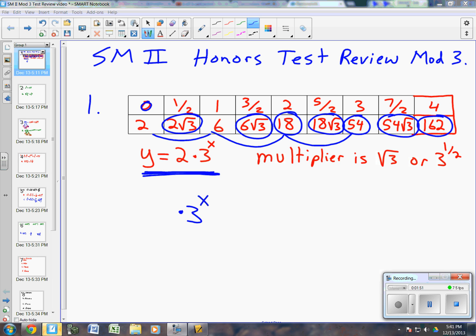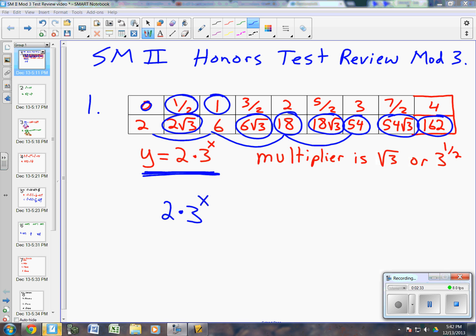Since the first term happens to be the 0 term, and the 0 term right here is 2, we had to put a 2 out here, because 3 to the 0 power is 1. Anything to the 0 power is 1, and you times it by 2 to get that first term. Then we substitute 1/2 in because that's the next power. So 3 to the 1/2 power is just the square root of 3, so 2 root 3 is our next term. Then we put 1 in there. 3 to the 1 power is 3, times 2 is 6, which is our next term right here, which is really the third in the sequence.